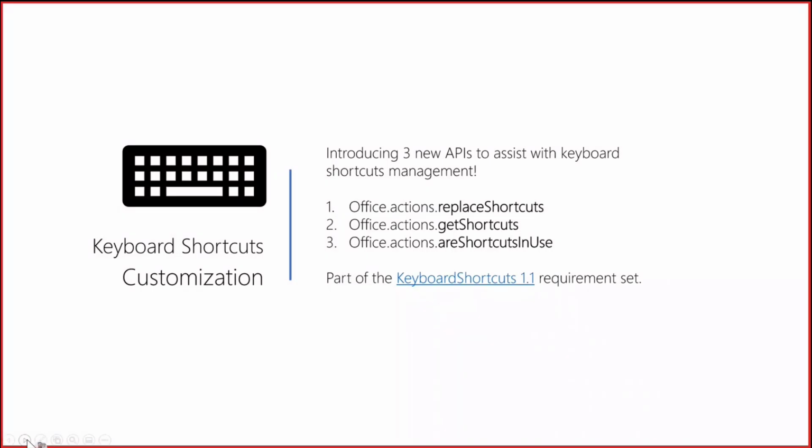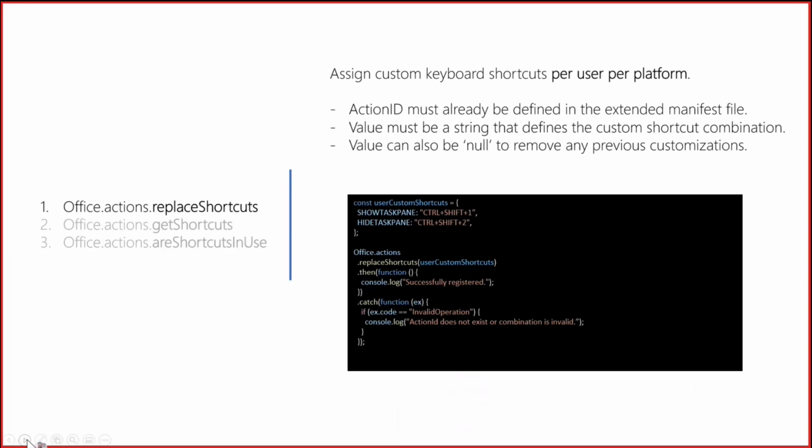All right. The very first API we have is called Replace Shortcuts. So essentially, this is the bulk of customization. This allows you to change that shortcut combination that you may have defined in your extended manifest file, right? So your extended manifest file is the file that you're linking in your manifest that includes your original set of all the different shortcut combinations.